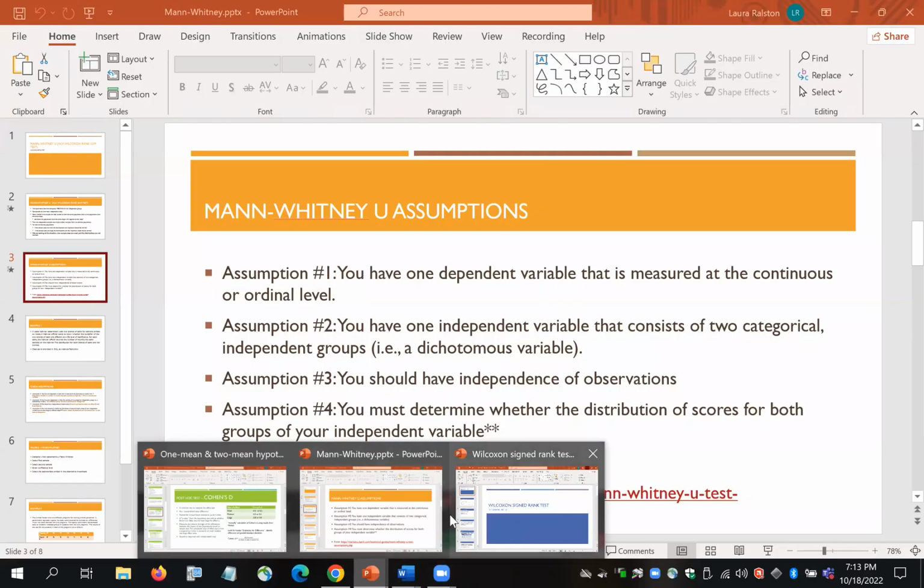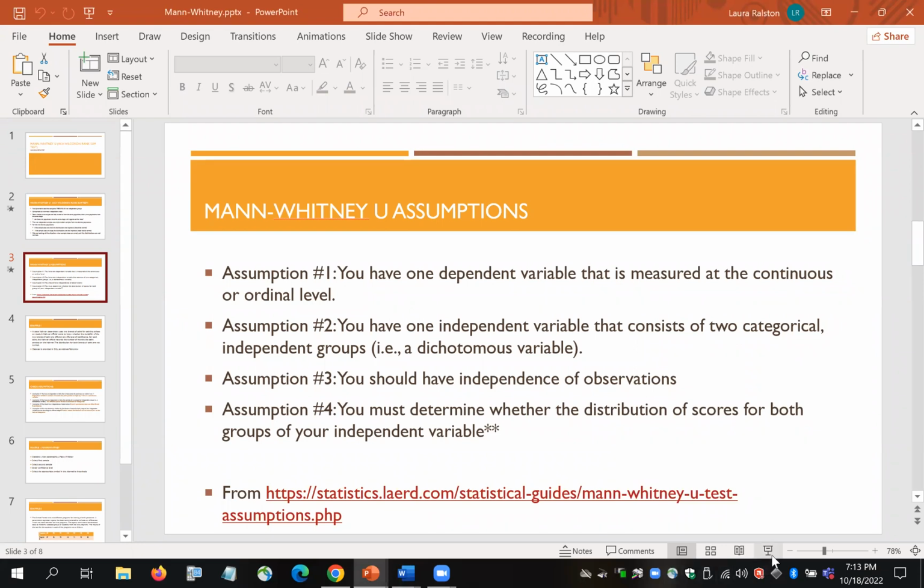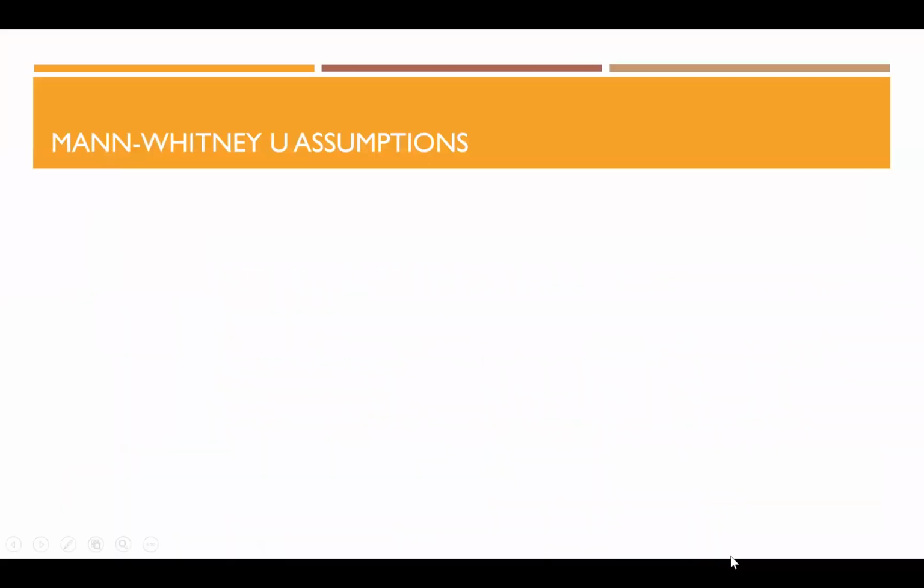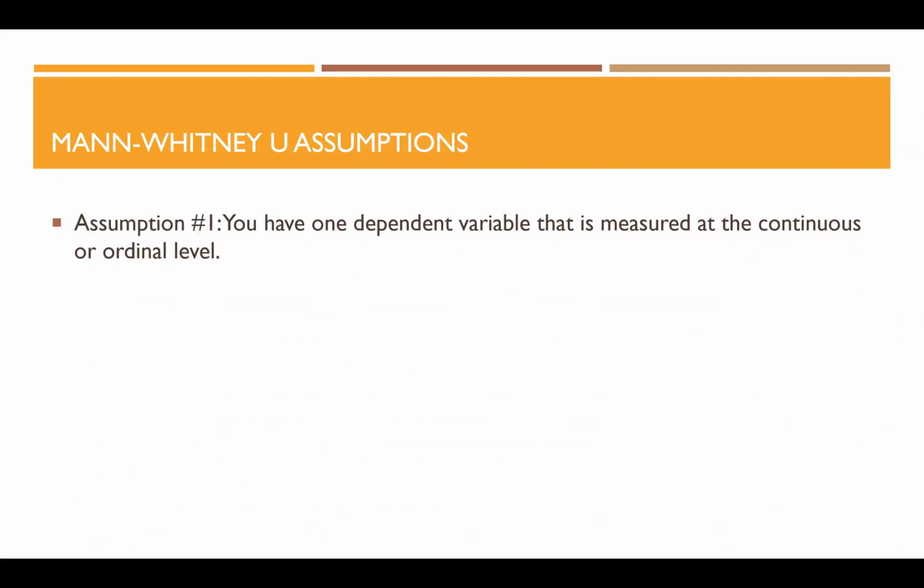Now, there are 4 assumptions that we make with the Mann-Whitney test. Okay. The first assumption is you have one dependent variable that is measured at the continuous or the ordinal level. So let me kind of give you some examples here of what that is. The dependent variable, that would be like your output or your y, is continuous or at the ordinal level.